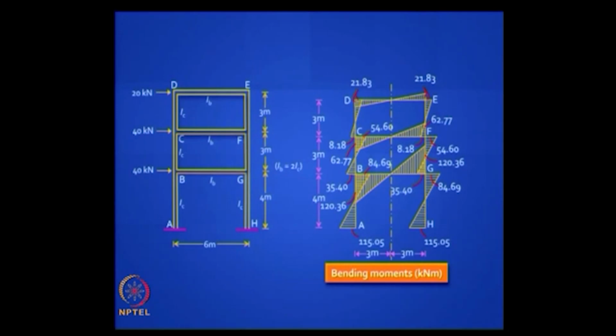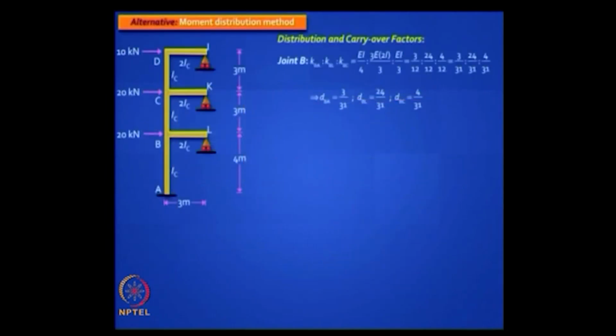Okay. If you want to do this by moment distribution method, go ahead because you do not have sway, okay, and it is not difficult. Let us just take a look. I leave the choice to you. Here the stiffnesses at B are in the ratio of EI by L, 3 EI by L and EI by L, right? 2 columns and 1 beam. For the column it's EI by L, for the beam it's 3 EI by L, that's it. So you can do the same thing for the 3 joints.